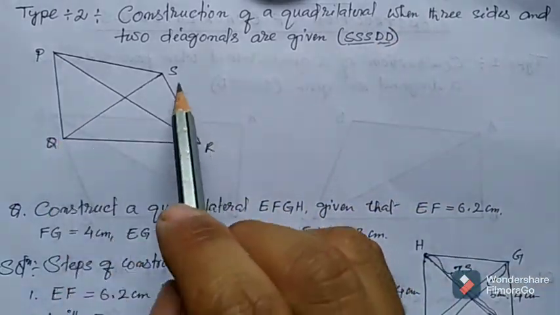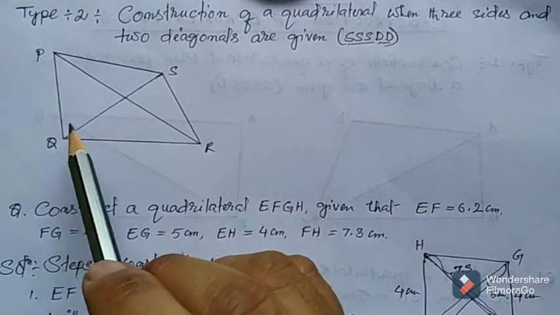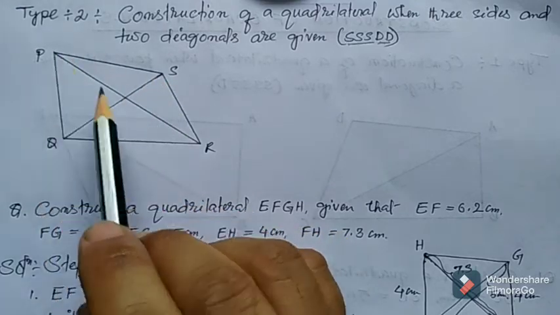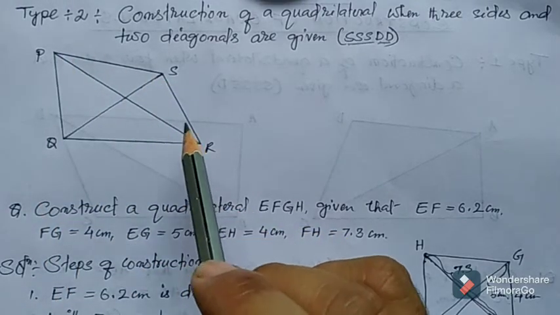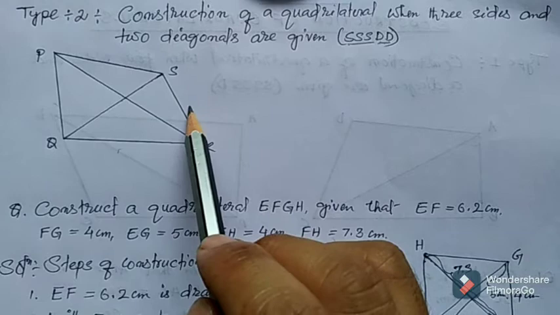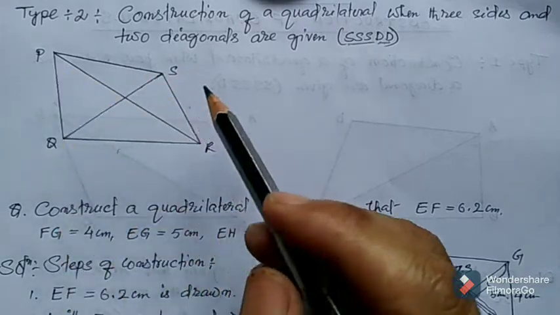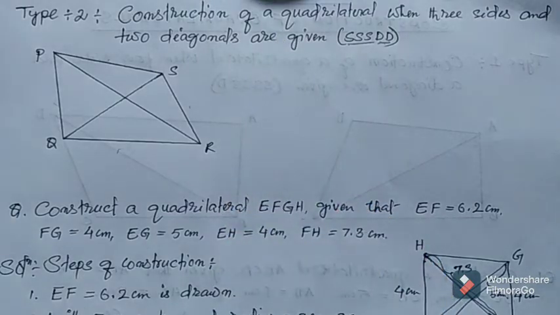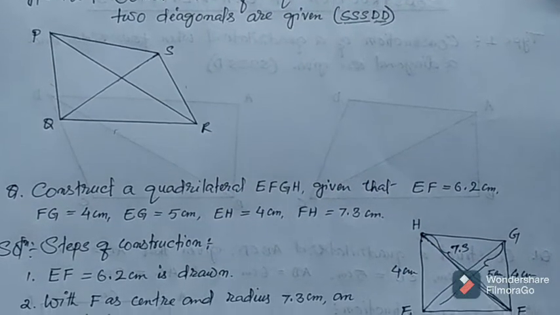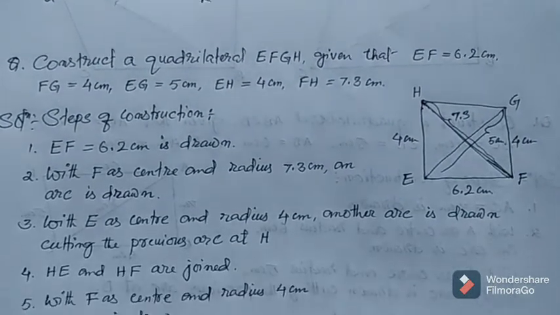Let's say PQRS is a quadrilateral, then for this quadrilateral QS and PR are the two diagonals. So out of four sides, we will be given any three sides and the length of both the diagonals also will be given. So for this type of question, let's go straight to one of the questions.